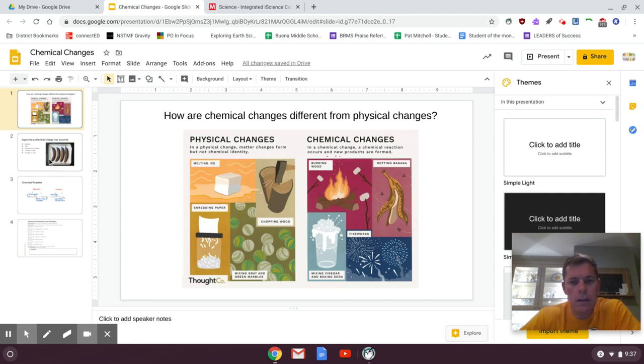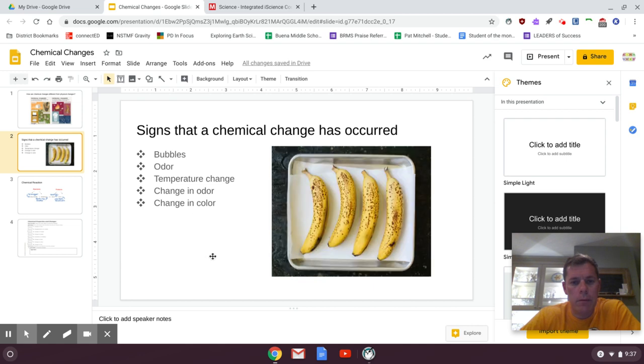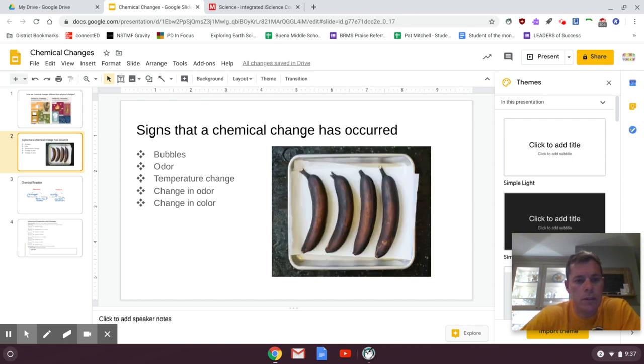Usually, there are some signs that you are going to observe that a chemical change has occurred. I'm going to go over them with you right now. Many times you might see bubbles forming. That's a sign that a chemical change has occurred. You might smell something, an odor. Think about your trash. Your trash can starts to smell after the food inside of it starts to decompose. That decomposing is an example of a chemical change.